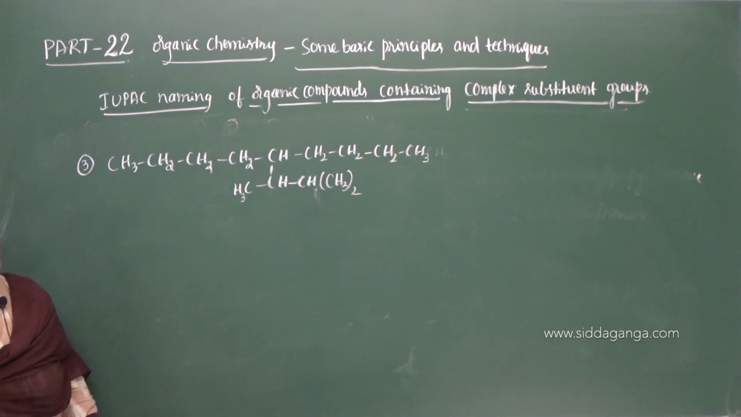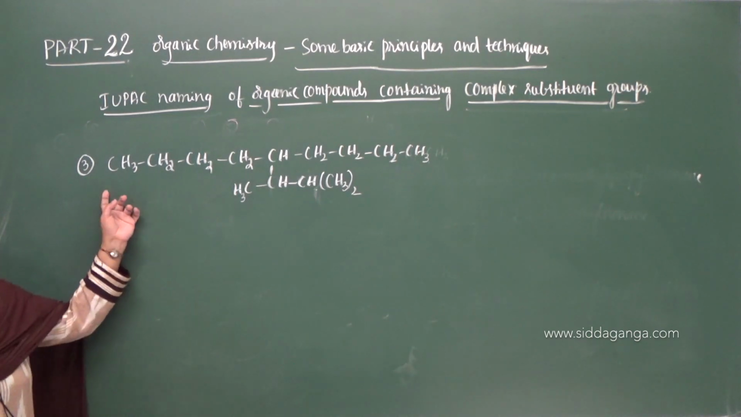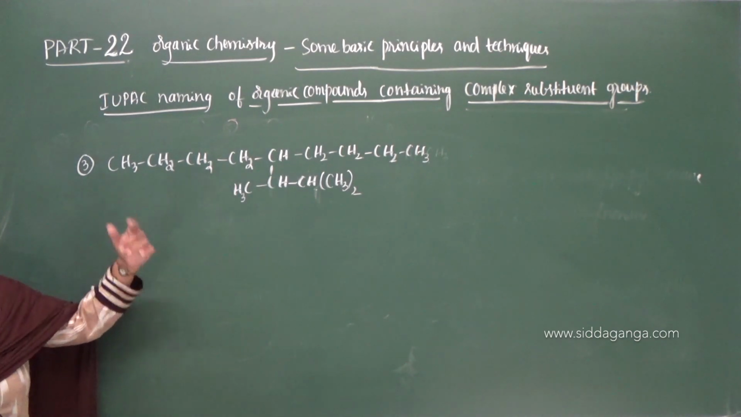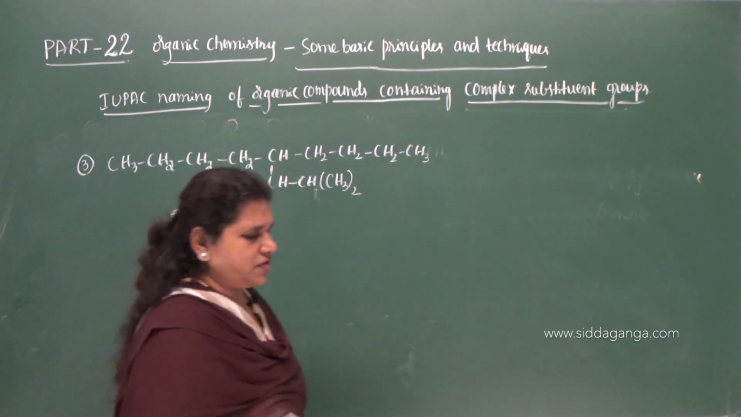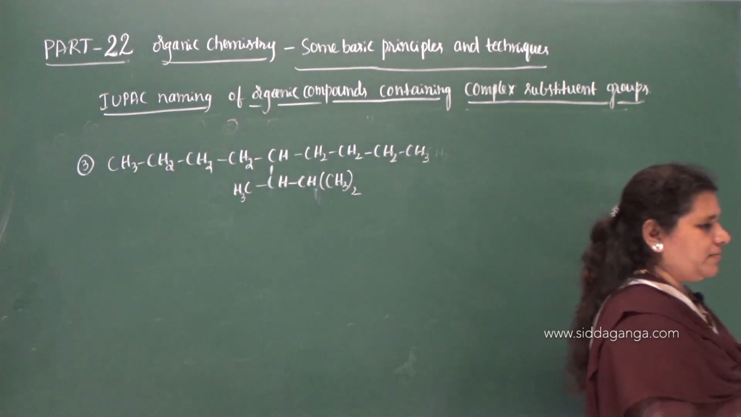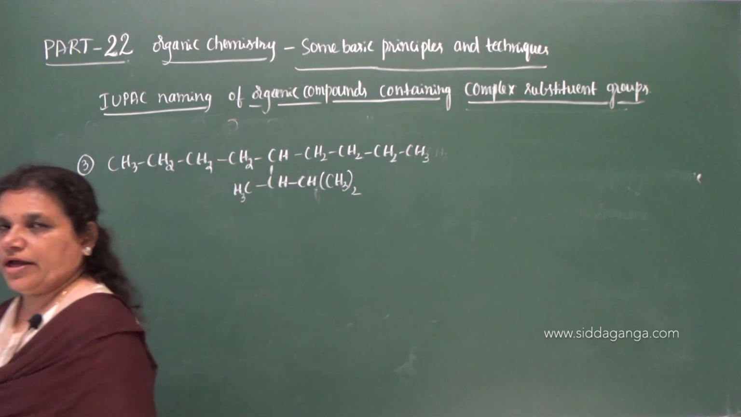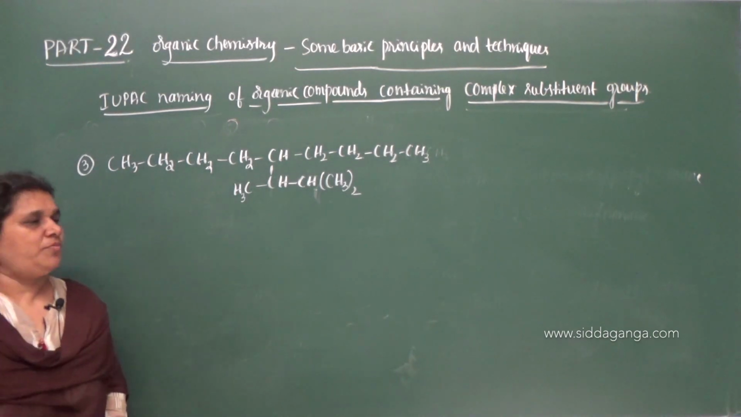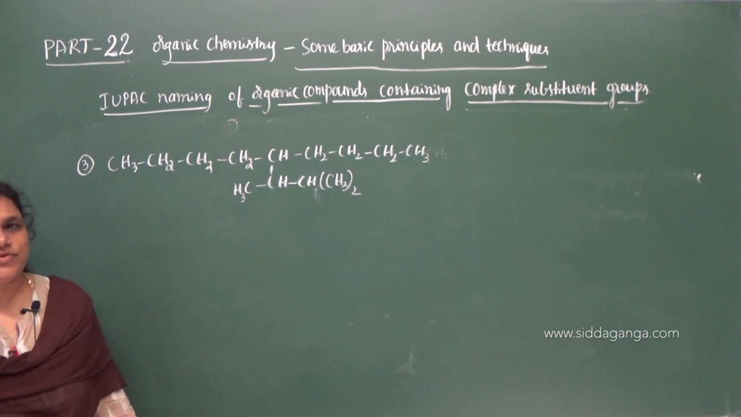complex substituent group. Just split this and write, and give the number from one end to the other end. Select the longest chain here and number the chain first, and then give the IUPAC name. Just try this compound, try to write the IUPAC name for this compound. Select the longest chain.